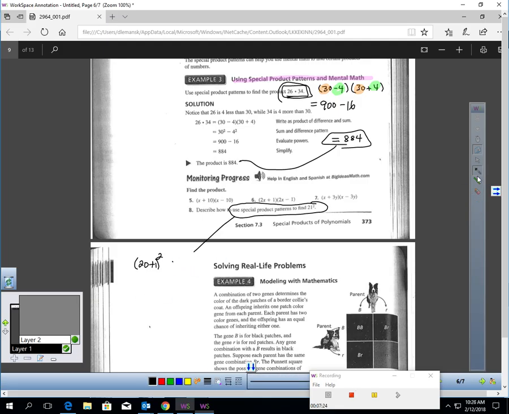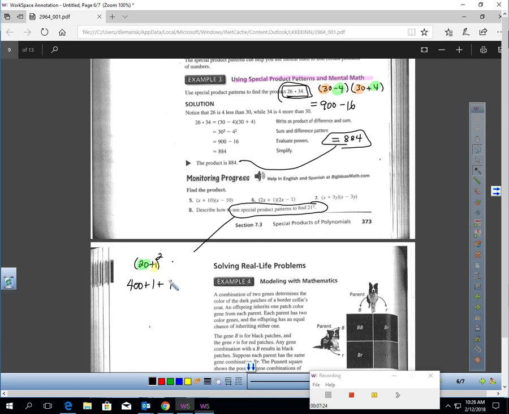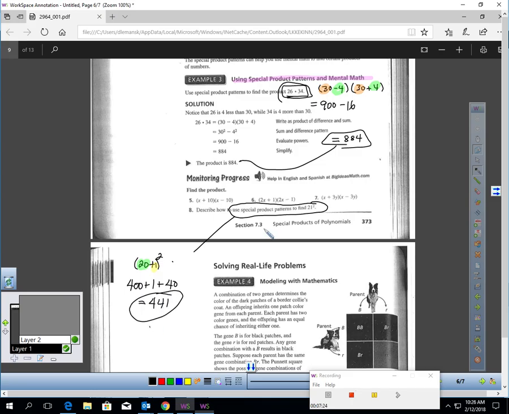The shortcut is to square the first term. 20 squared, that's easy, 400. Square the last term. 1 squared, that's 1. And then multiply 20 and 1 together, that's 20, and double it. That would be 20 doubled, 40. This is 441. If you take your calculator and do 21 squared, you get 441.